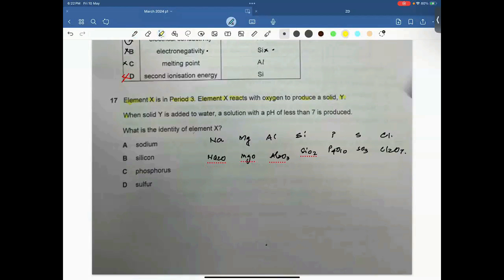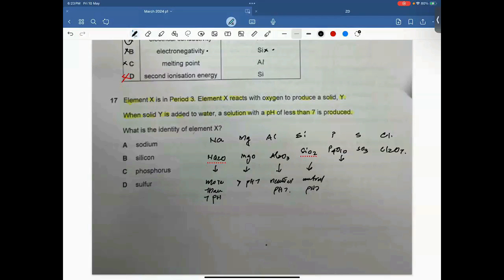When solid Y is added to water, a solution of pH less than 7 is produced. Sodium oxide gives a pH more than 7 because of the formation of sodium hydroxide. Magnesium oxide is also greater than pH 7. Silicon dioxide is neutral because it is insoluble in water, so the pH will remain 7.